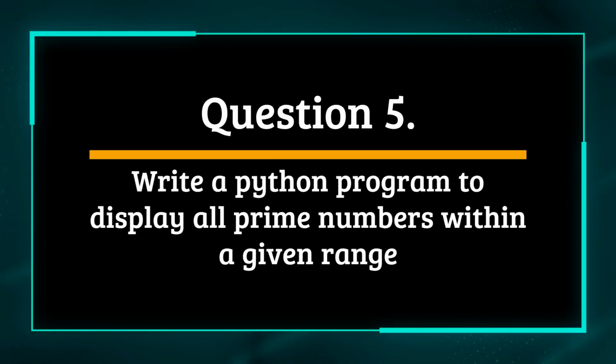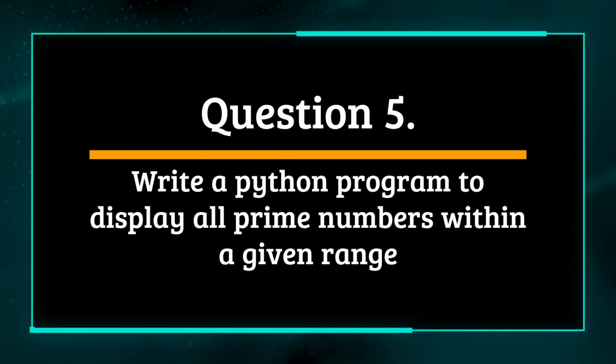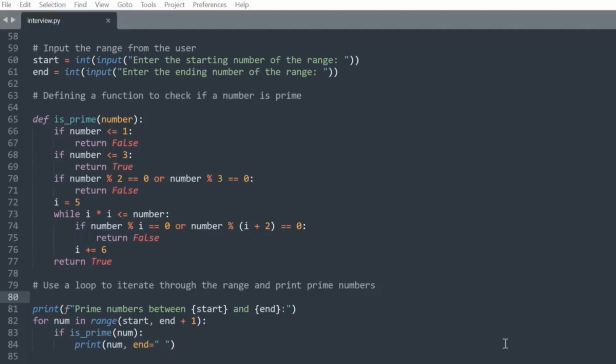Question 5. Write a Python program to display all prime numbers within a given range. Here is the Python program to check prime numbers in a given range. In this program we start by asking the user to input the starting and ending numbers of the range using the input function, and we convert them to integers using int, storing them in the start and end variables.